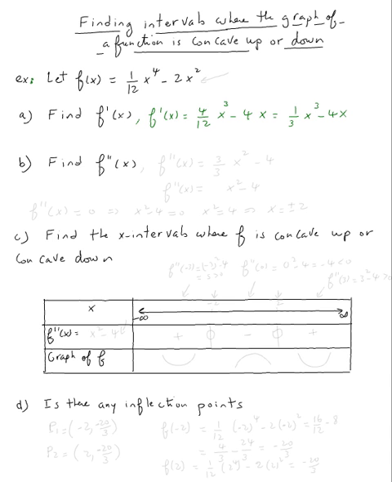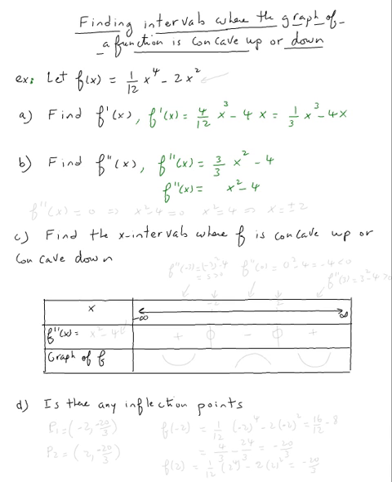Now for the second question, we need to find the second derivative. So the second derivative will be the derivative of the derivative. So 3 times 1 over 3 is 3 over 3 x, 3 minus 1 is 2. Then minus the derivative of 4x, which is 4. So the second derivative is equal to 3 over 3, which is 1, so it's x squared minus 4.